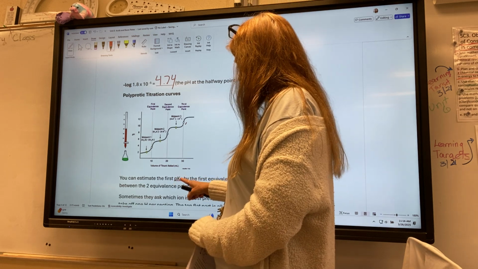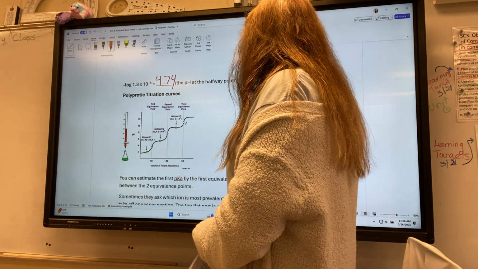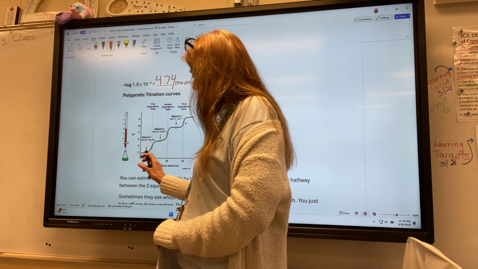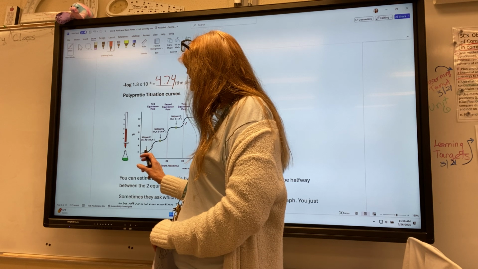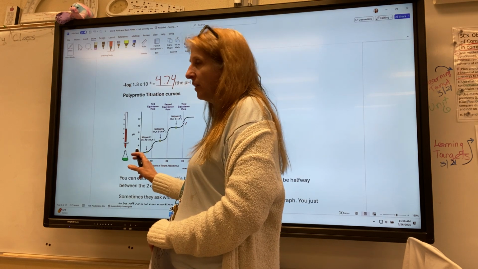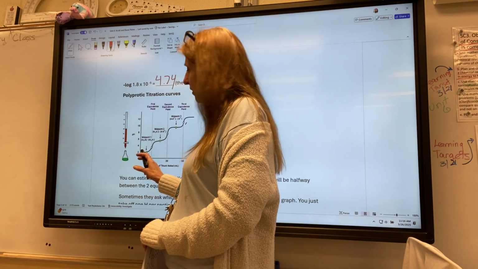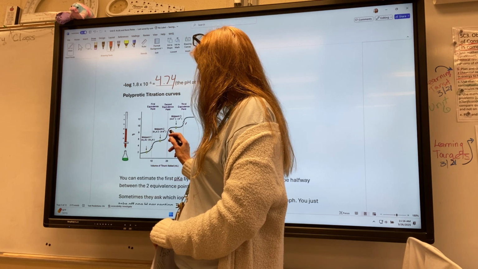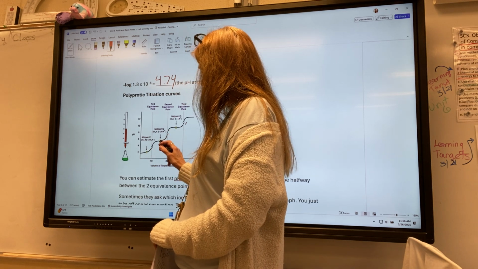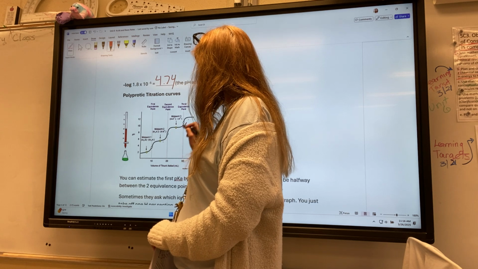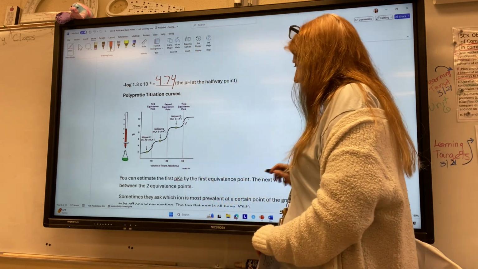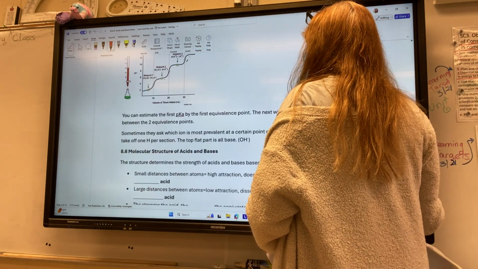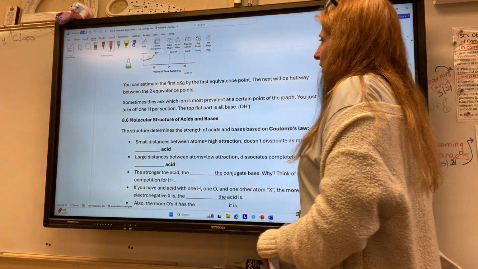So you can estimate the first pKa by the first equivalent point. So like if you want the pKa of this part of it, you look halfway and then you can figure out what the pH is and then do the negative log and you can get the pKa. For your next one, you take this equivalence point and that one and you divide them in half and you can get this midpoint. If you have this one and this one, you divide it in half and you can get that midpoint. So the next will be halfway between the equivalence points. So sometimes you have to look those up. We'll get to do some problems. I'm sure we're going to have some on our I do, we do's.